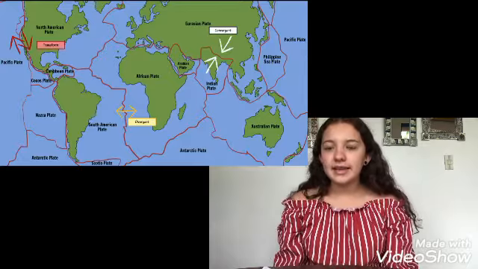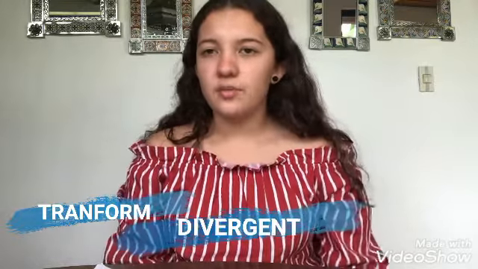It looks something like that. When the tectonic plates move, it causes stress in the Earth's surface. This movement is the cause of earthquakes. The tectonic plates can move in different ways. This may be transform, divergent, or convergent, depending on the direction of the plate.